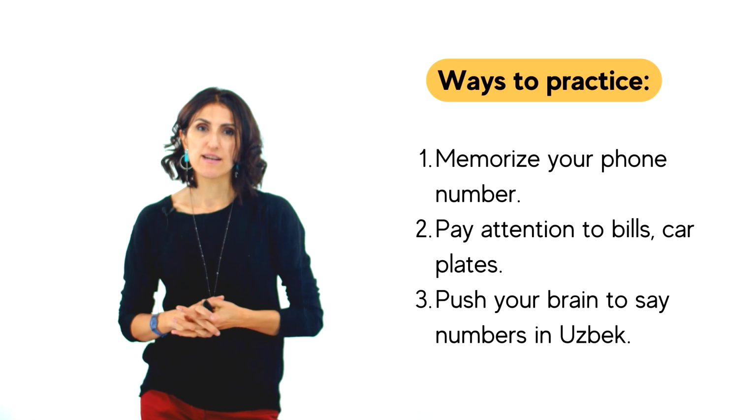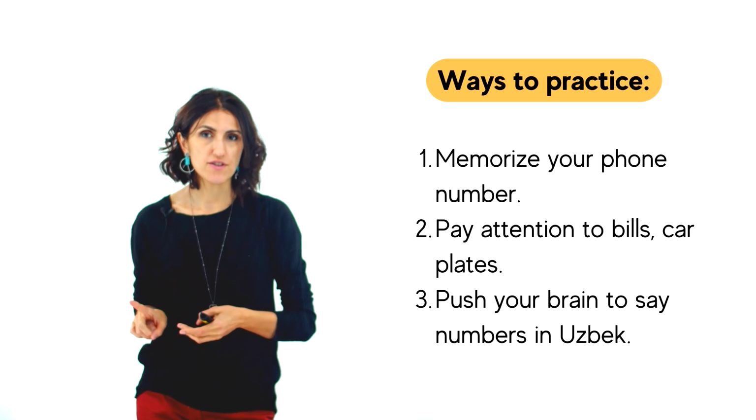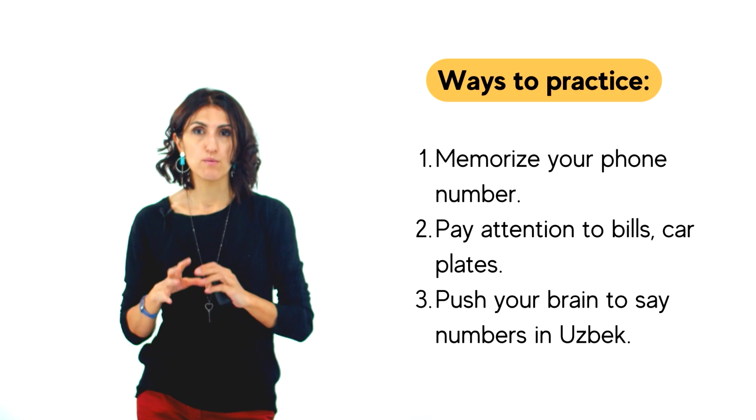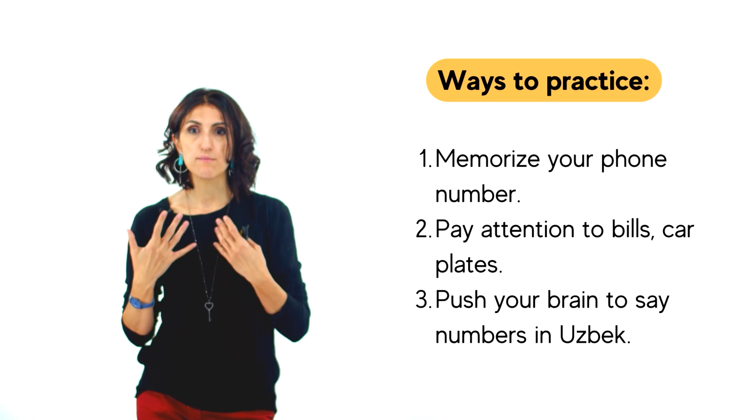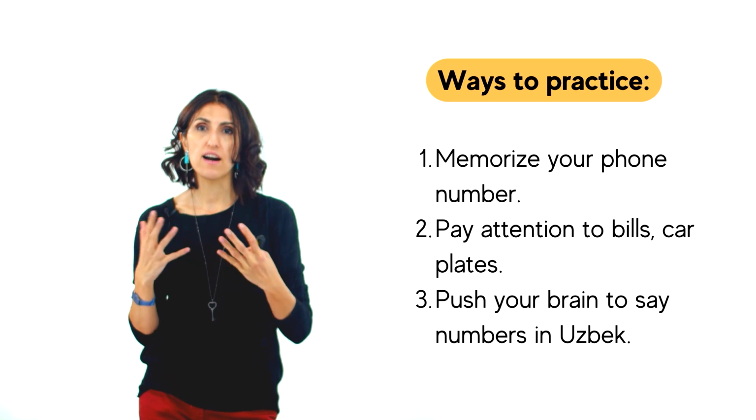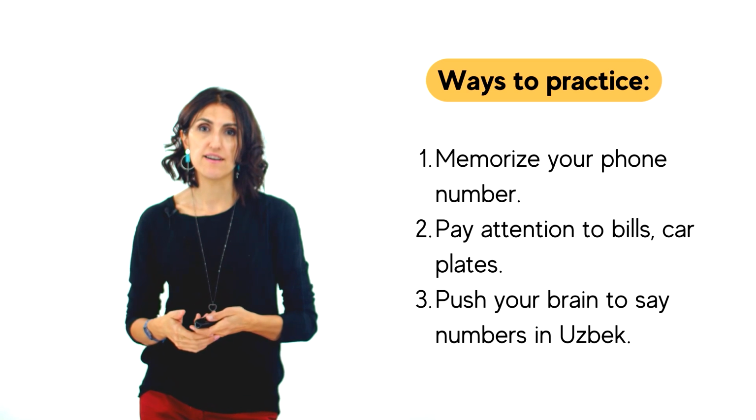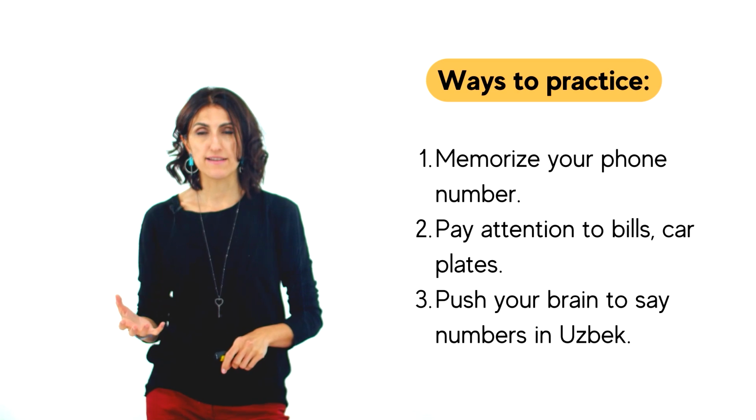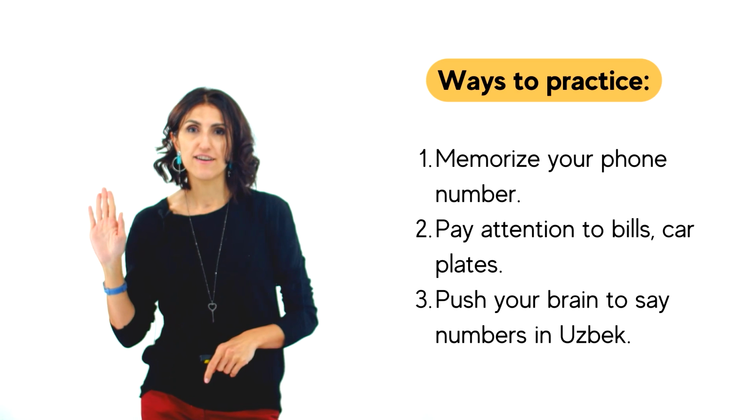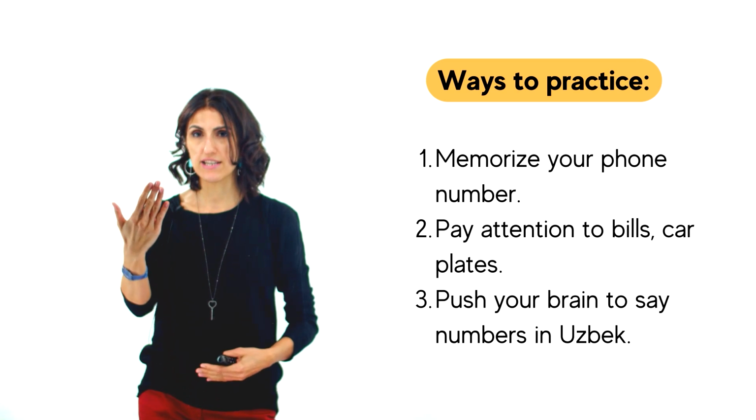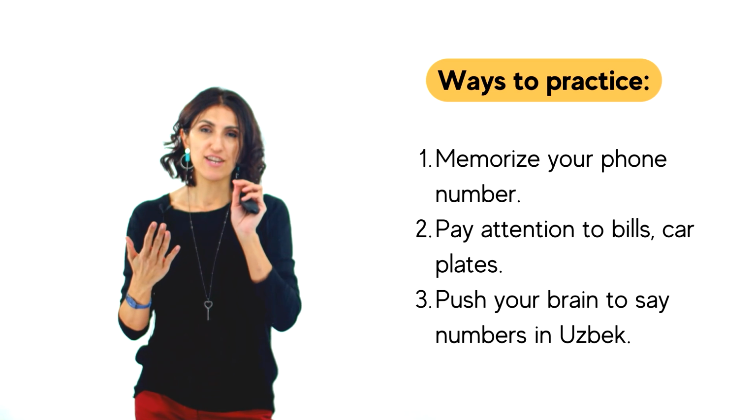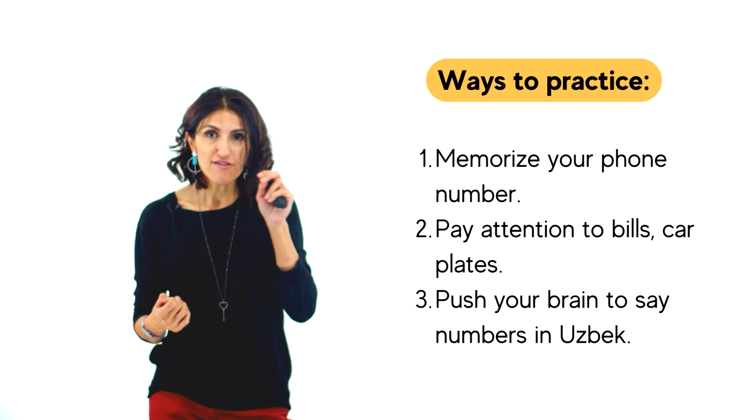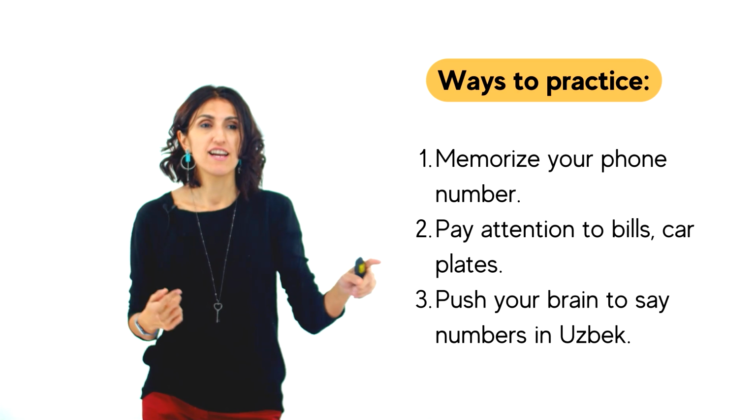So, ways to practice numbers. First, a universal and I think very practical way is to memorize your phone number. No matter where you are, you can always memorize your phone number, and this is how you could get better in Uzbek numbers. Pay attention to bills, car plates. Like when you exit a grocery store, you are given a huge list, and each item has a very detailed price with lots of pennies and stuff. And you can read those. Train your brain.